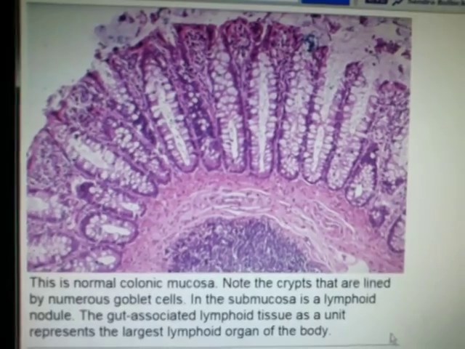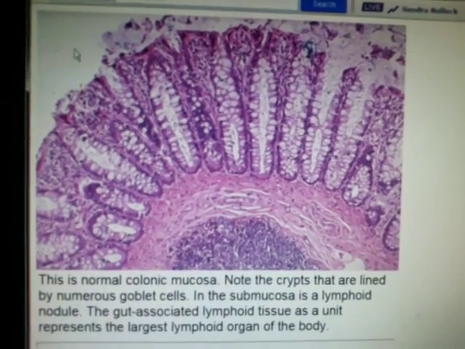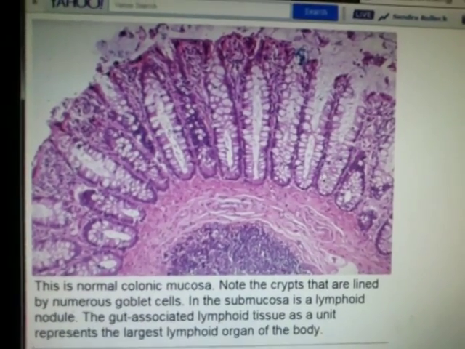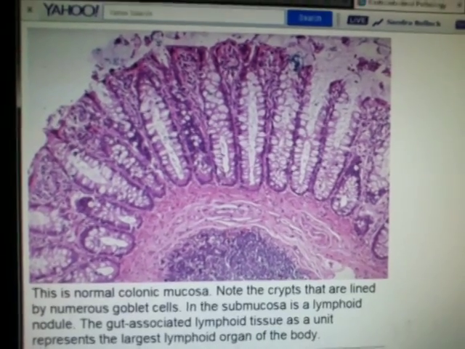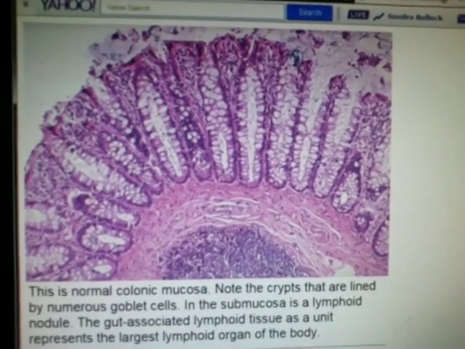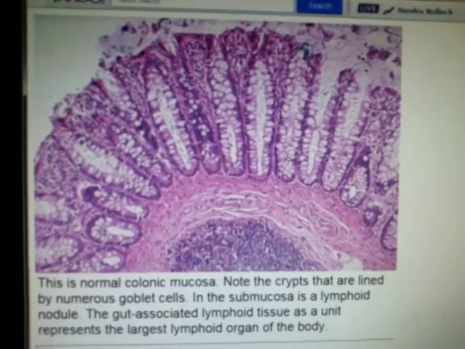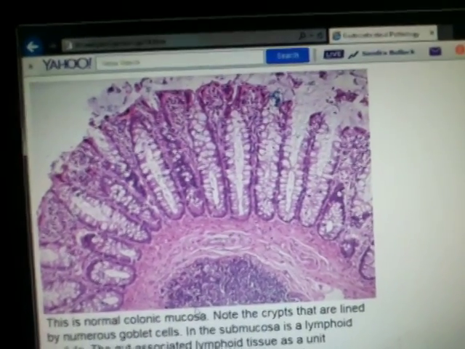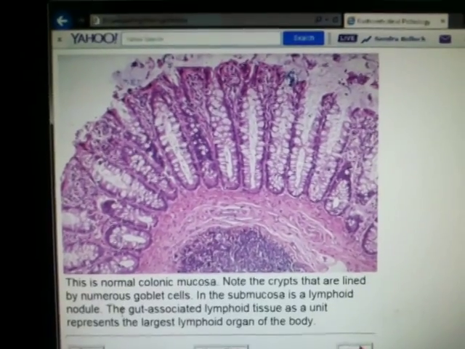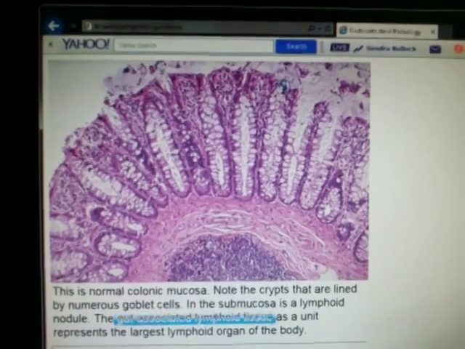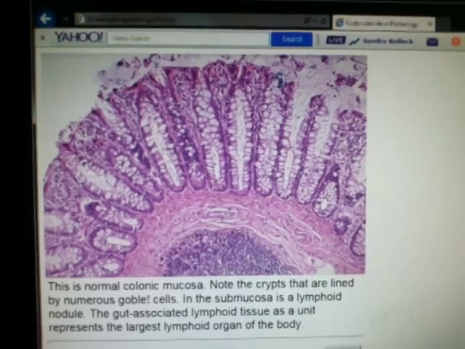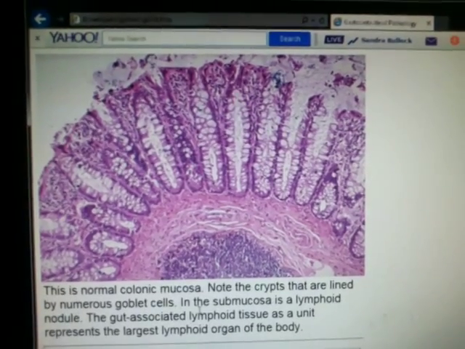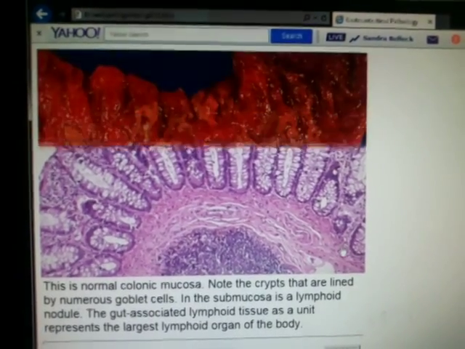This is the normal colonic mucosa. You can see that there is no villus architecture like the one we see in the small intestine. This is the normal histology of the colon. We have a crypt and lamina propria, then we have the submucosa, and in the submucosa we have the lymphoid tissue we call gut-associated lymphoid tissue, and we said that this tissue can also be prone to transform into lymphoma.